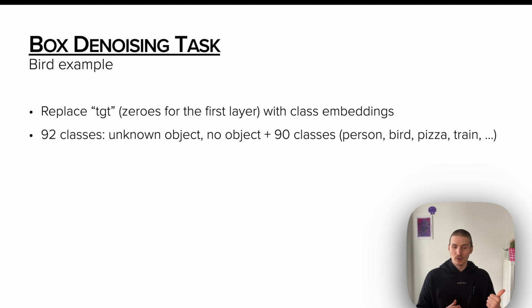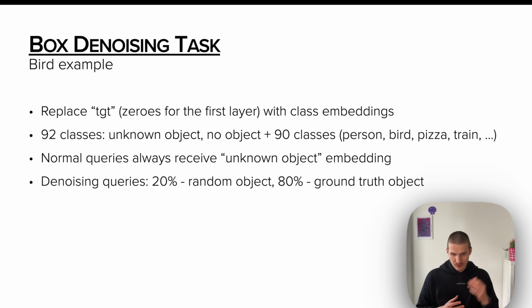So we have a known object that is always used in the actual queries that are used in inference. We have no object and then 90 classes from the actual COCO dataset. So person, bird, pizza, train, and so on. And we basically have a unique embedding vector assigned to each of these classes, and we train that. So normal queries always receive a known object as an embedding.